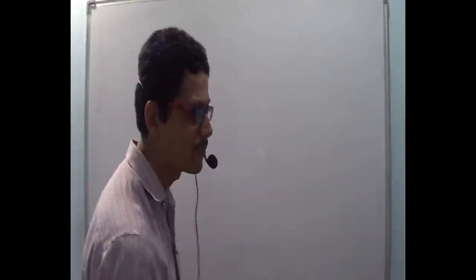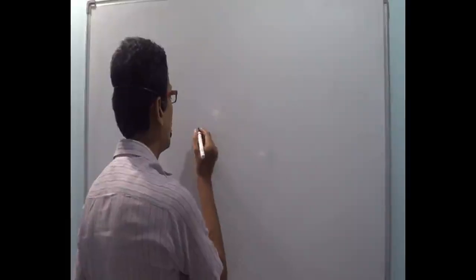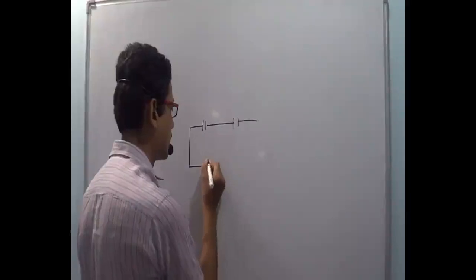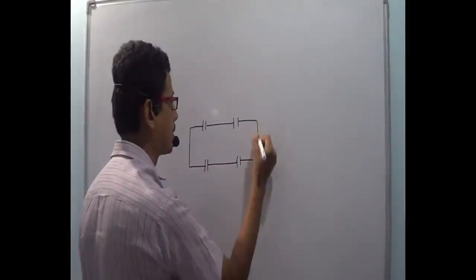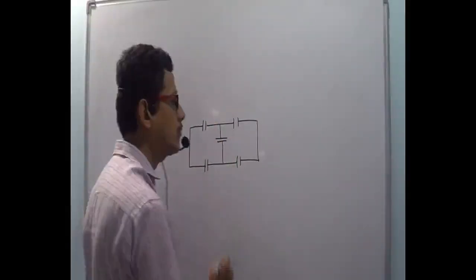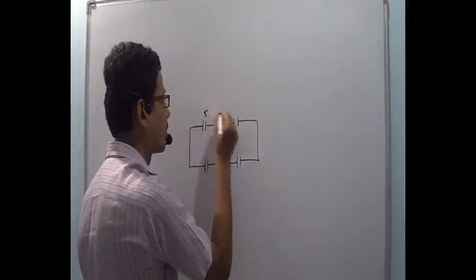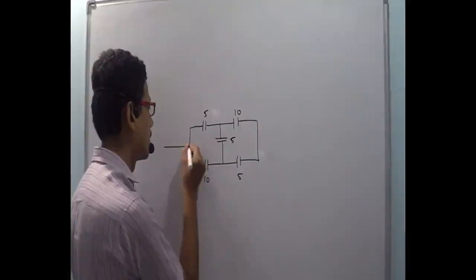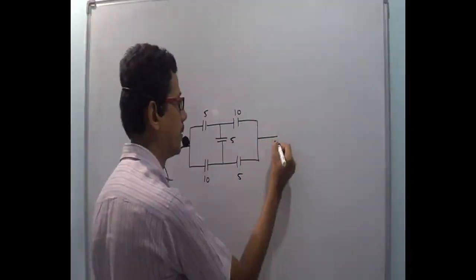So we'll do some more problems on capacitors, right? Already I have given you this problem. There are 5 capacitors, and the central one is this. This is 5 microfarad, this is 10 microfarad, this is 10, this is 5, and this one is 5. And this is A and this is B.